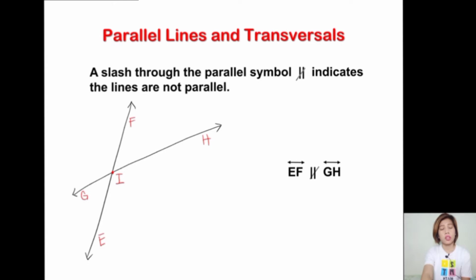So, next one is, paano naman pag hindi parallel? Ano namang symbol? So, we have here lines GH and EF. So, hindi sila, nagtagpo sila. So, intersecting lines yan. Kaya, ang gagawin natin is, we will say here that line EF is not parallel to line GH. So, kapag may slash, gaya yung example natin dyan, dun sa symbol for parallel line, babasahin natin siya as not parallel. So, we have here line EF is not parallel to line GH.